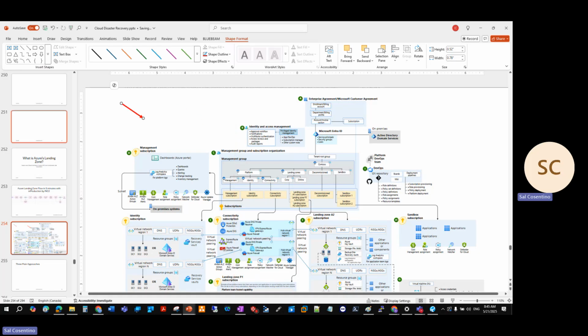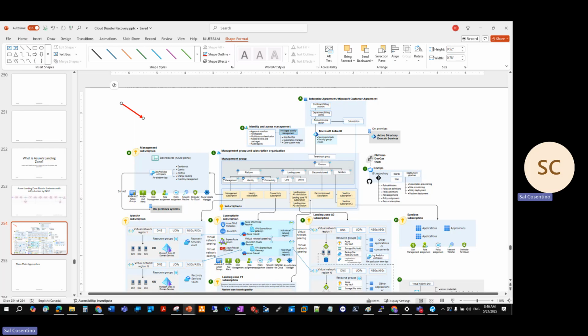My arrow, my pointer here. So the subscriptions under the platform area, or management group, the platform management group, represents the platform landing zones, right? So remember what we talked about. We talked about the application and the resource, right? So the two different landing zone architectures.